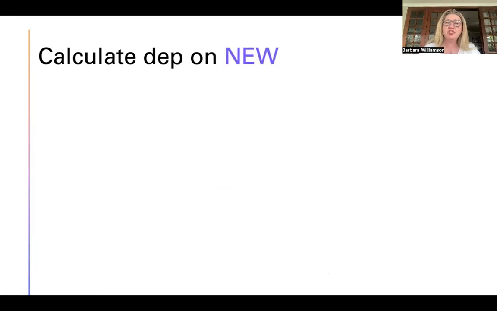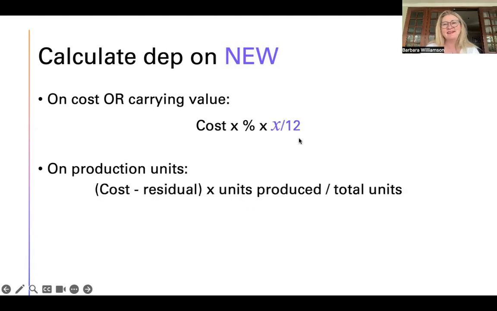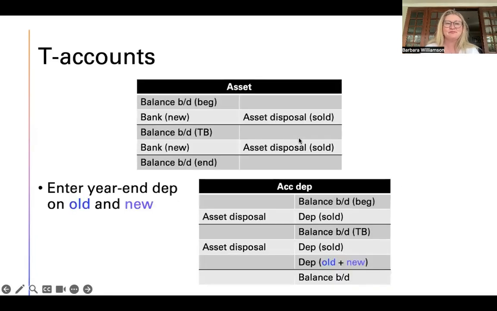To calculate depreciation on the new is actually one of the simplest ones, especially because the method of depreciation doesn't matter. There is no accumulated depreciation on new items, so you will always just take the cost times the percentage, and don't forget the X over 12. That will help you to remember that you need to calculate for the number of months by taking this from the margin where you wrote it. On production units, obviously, it's the same calculation.